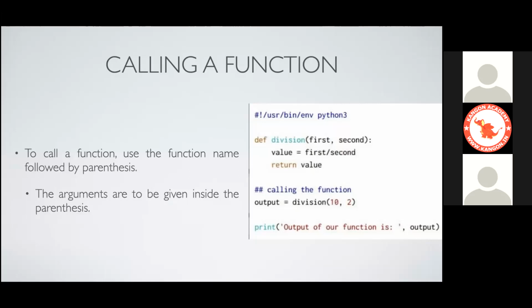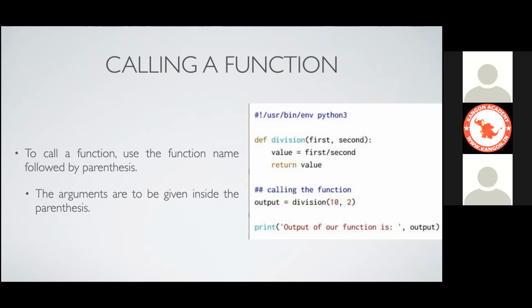and the parameters are first and second. These parameters are nothing but variables. Simply speaking, they are variables. We are giving a fancy name to distinguish them as a part of a function. Both first and second are variables, and they are supposed to get some values. So when you call the function, first you need to write the name of the function. The name of the function was division here.